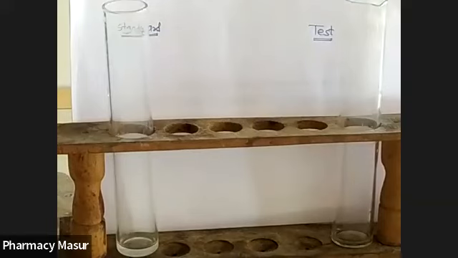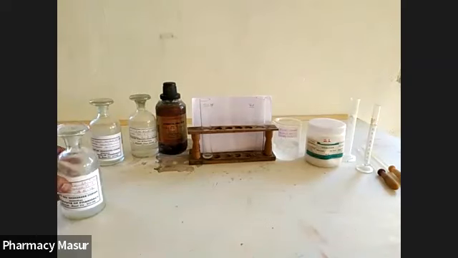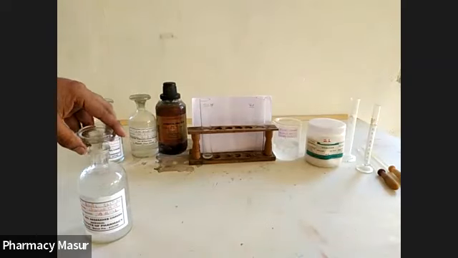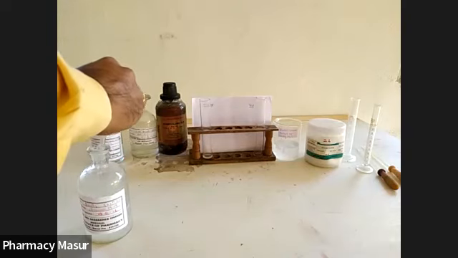Okay. Now take 1 ml of 25% barium chloride solution and add in the Nessler's tube. This is the barium chloride solution. We want to add 1 ml of barium chloride solution.